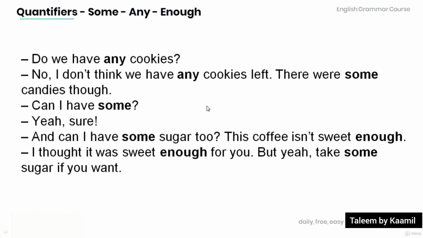Do we have any cookies? No, I don't think we have any cookies left. There were some candies though. Can I have some? Yeah, sure. And can I have some sugar too? This coffee isn't sweet enough. I thought it was sweet enough for you. But yeah, take some sugar if you want.